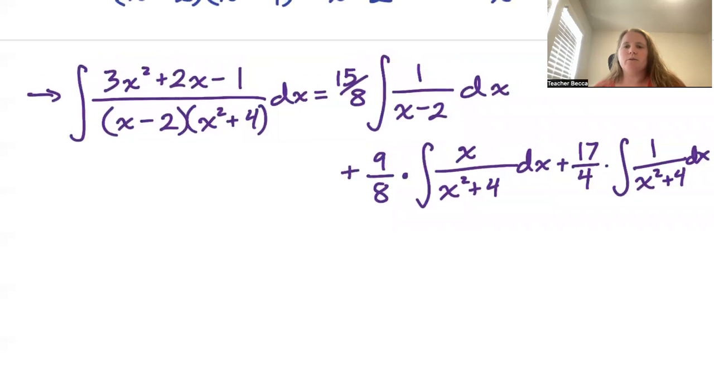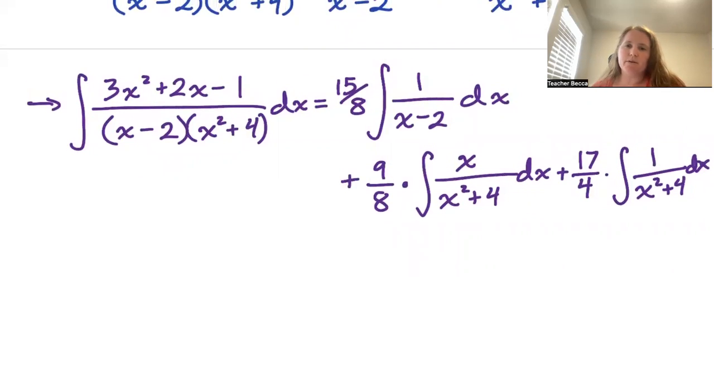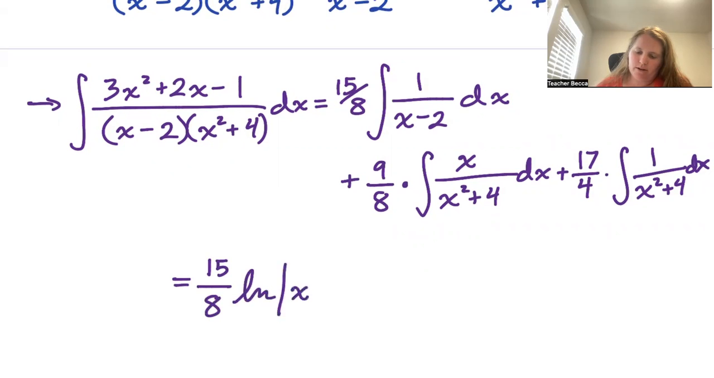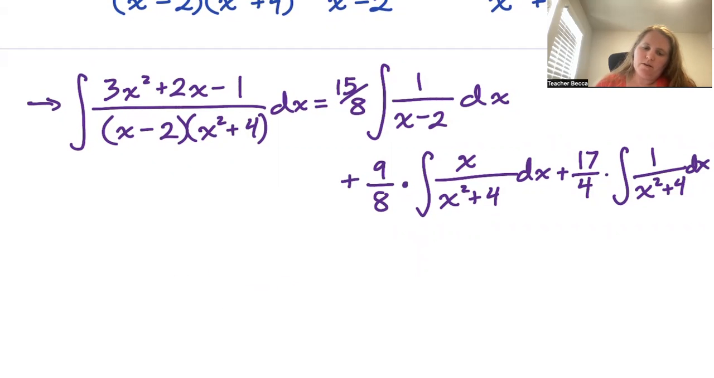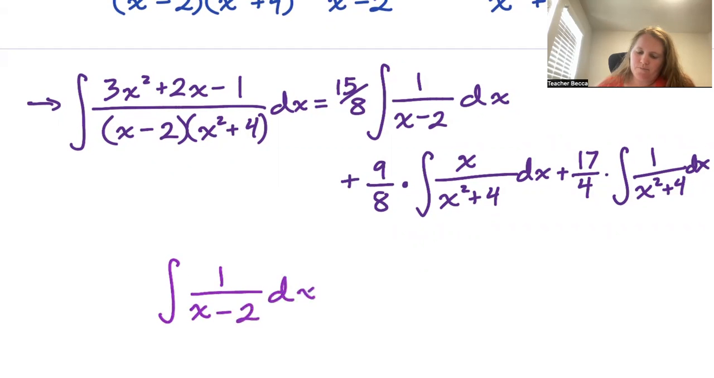Each of these is one of those special integrals that we knew how to solve. Actually, let's do these three integrals separately quickly. So the integral of 1 over x minus 2 dx was just the natural log of the absolute value of x minus 2 plus c.